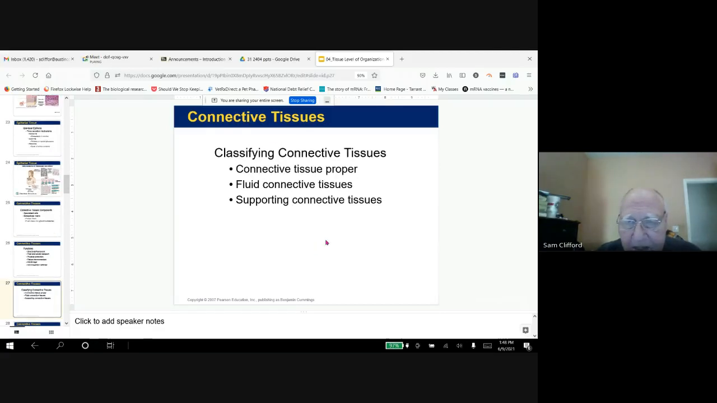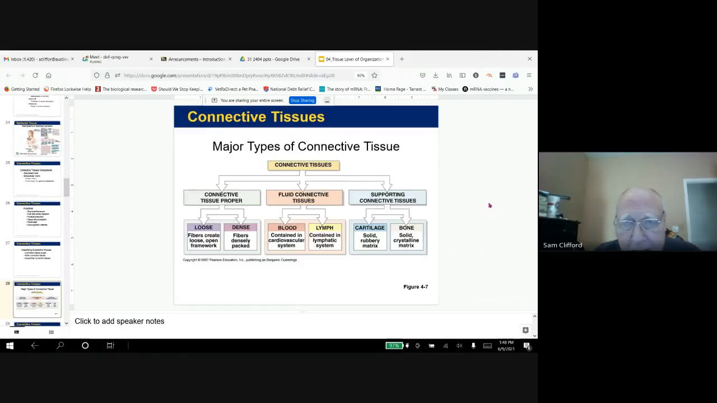So how do we classify connective tissue? We have connective tissue proper. We have fluid connective tissues like blood. We have supporting connective tissue, like the tissue just underneath your dermis, which will be a supporting connective tissue.